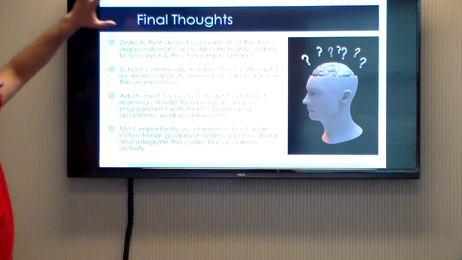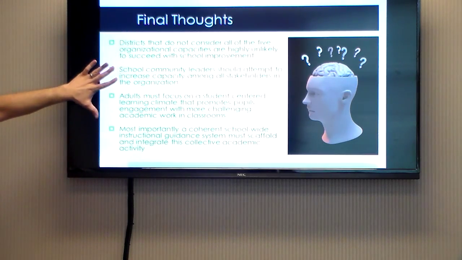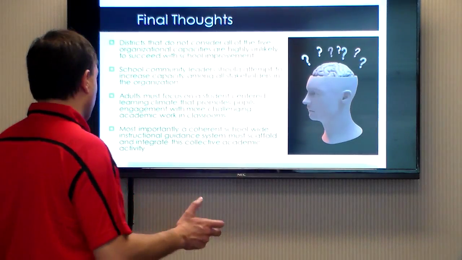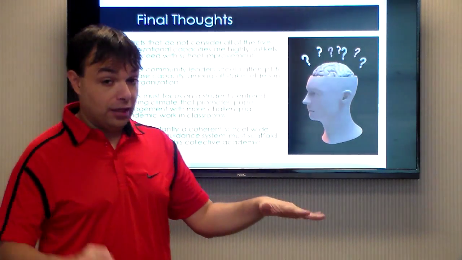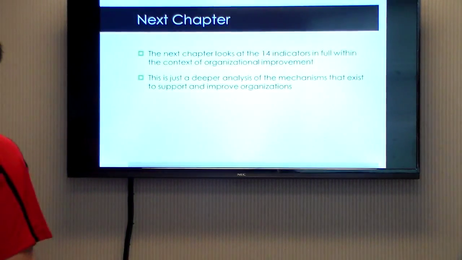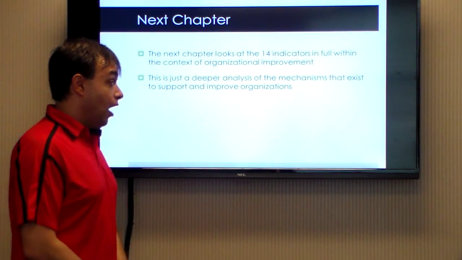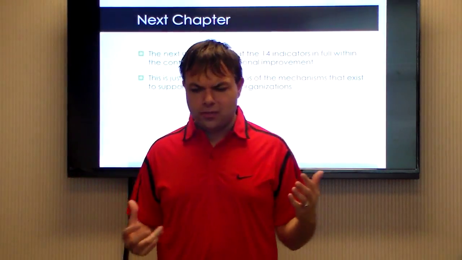More capacity happens when principals buy in, when teachers buy in. Adults have to promote more challenging academic work. If you challenge children, they're more likely to do better. And instructional guidance has to happen at the building level, not necessarily at the district level, in order to be successful. So the next chapter really looks at those 14 indicators and how they can improve schools. So it's just basically a deeper analysis of what we talked about.